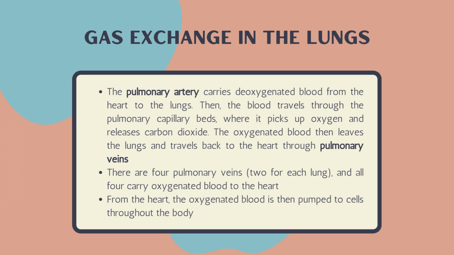Now there are four pulmonary veins, two for each lung, and all carry oxygenated blood to the heart. From the heart, oxygenated blood is then pumped to cells throughout the body.